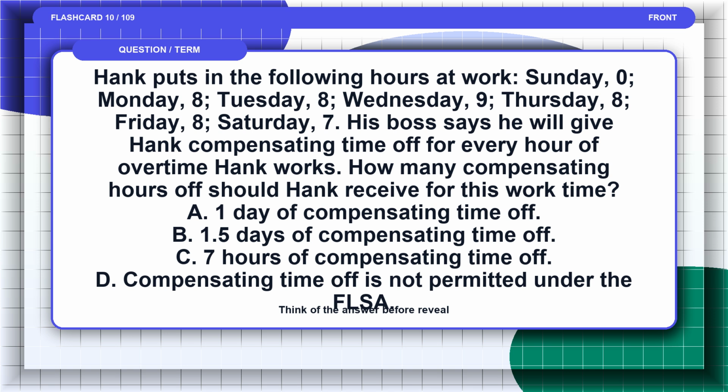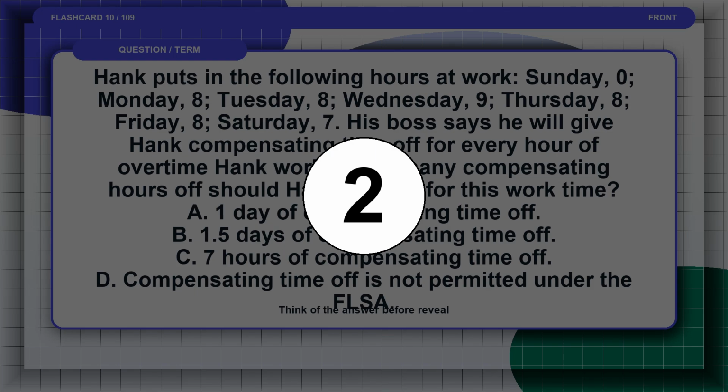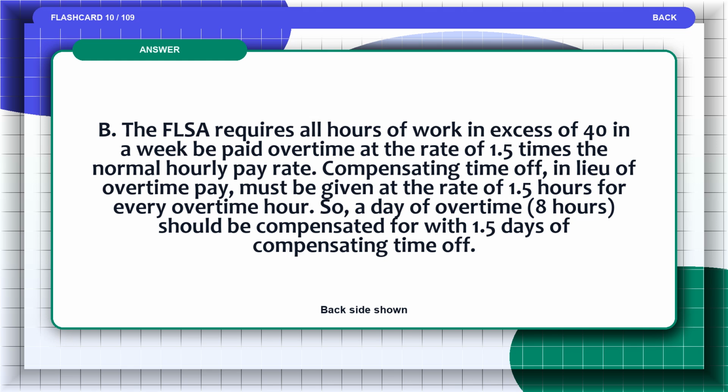Compensating time off is not permitted under the FLSA. Pause and think of the answer before the reveal. The answer is the FLSA requires all hours of work in excess of 40 hours a week be paid overtime at the rate of 1.5 times the normal hourly pay rate. Compensating time off in lieu of overtime pay must be given at the rate of 1.5 hours for every overtime hour. So, a day of overtime, 8 hours, should be compensated for with 1.5 days of compensating time off.